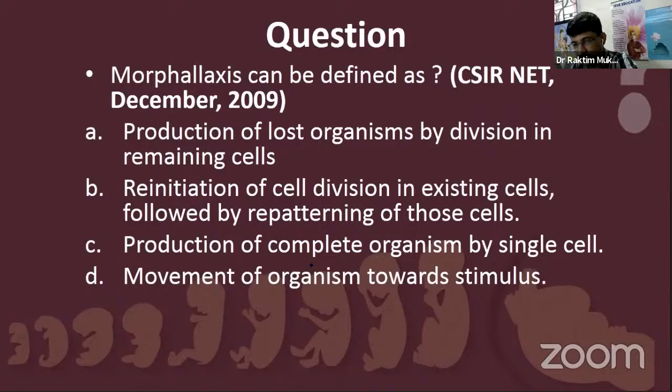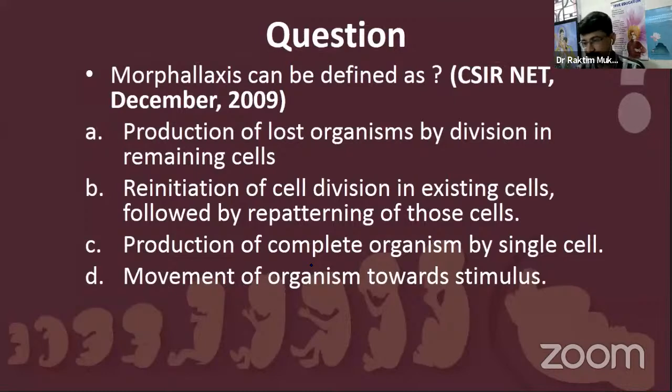Plants, of course, are totipotent. Movement of organism towards stimulus is taxis. Again, chemical movement is chemotaxis. So that's also not the answer. The correct answer, as most of you have rightly guessed, based on the definition that we studied, is option B, reinitiation of cell division in existing cells, followed by repatterning in those cells. So this gives you a very good idea, students, that if you simply learn and understand the definition, you can answer several questions from this subject.